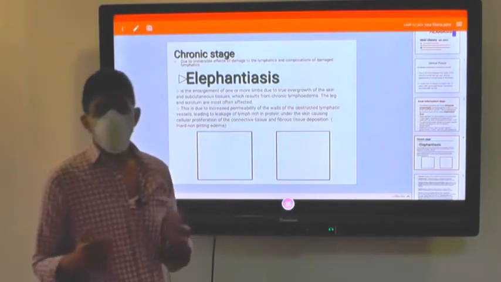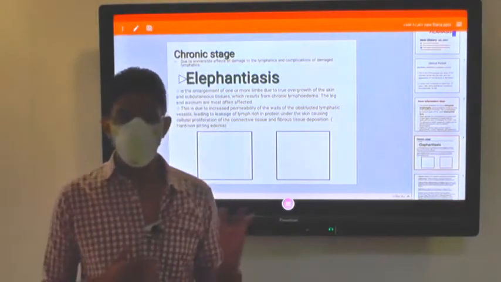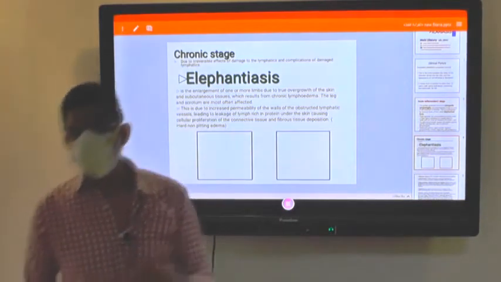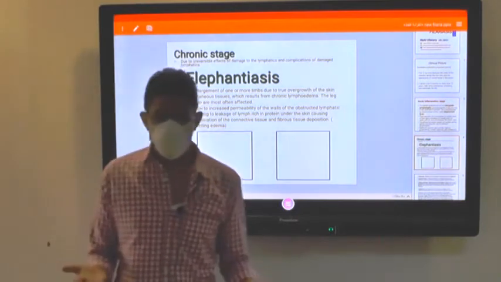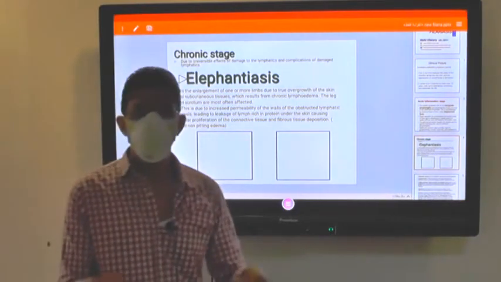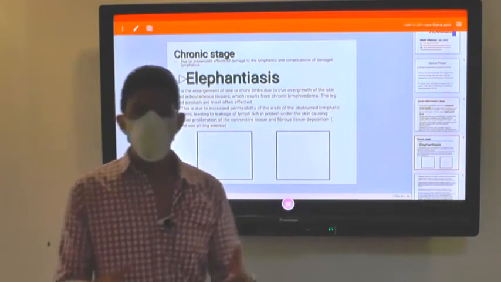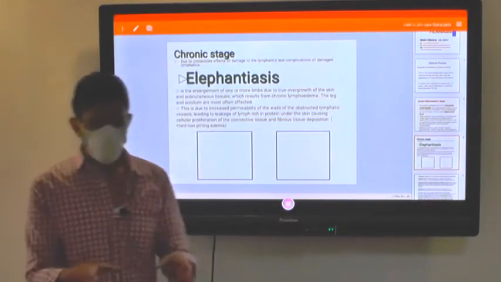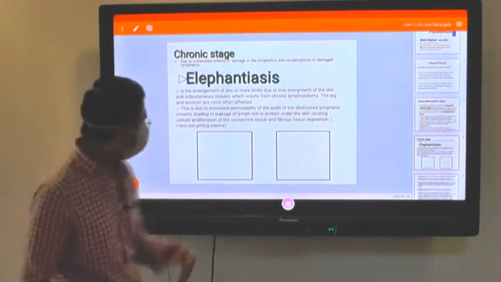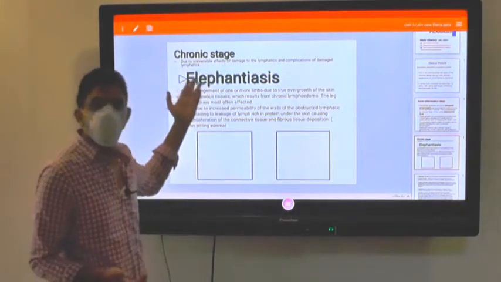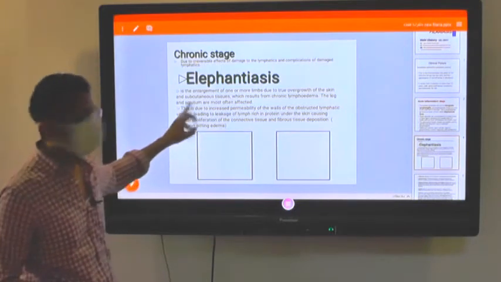This kind of edema is hard non-pitting edema, unlike the edema of hypoalbuminemia, for example, which is soft pitting edema. As we examine over the shin of the tibia, pressing with both thumbs, it will be soft and pitting in case of hypoalbuminemia. But here, in case of elephantiasis complicating filariasis, we are talking about hard non-pitting edema.